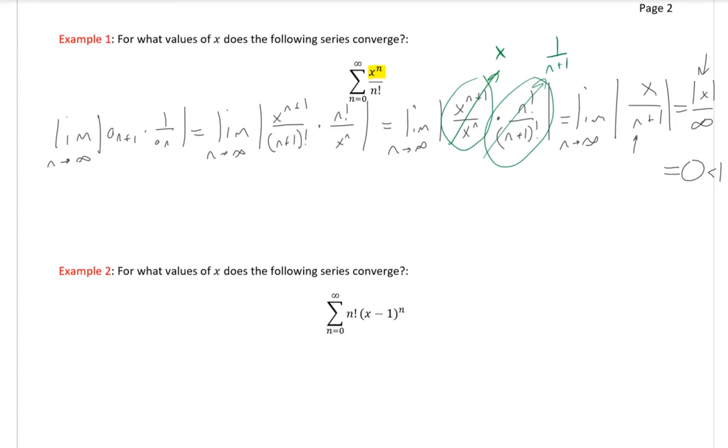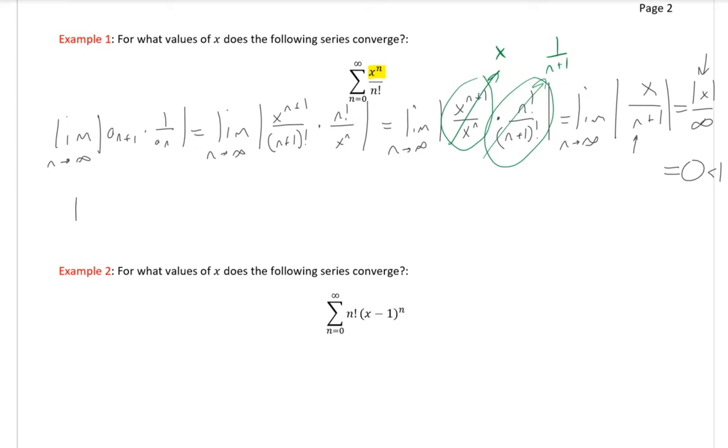X could be a value of 2. 2 over infinity still goes to 0. X could be a value of 87. 87 over infinity still goes to 0. Or it could be negative. Negative 20 over infinity still goes to 0. So we would then say that this is convergent for all values of x, because it's completely irrelevant. So we simply will write that down.